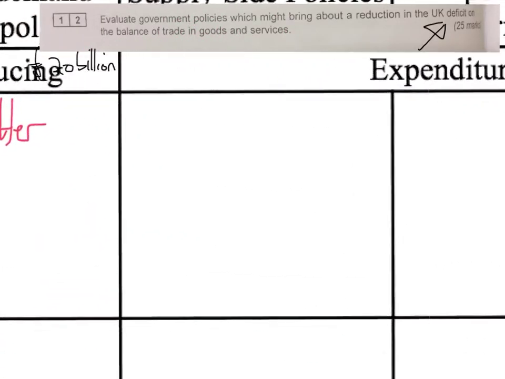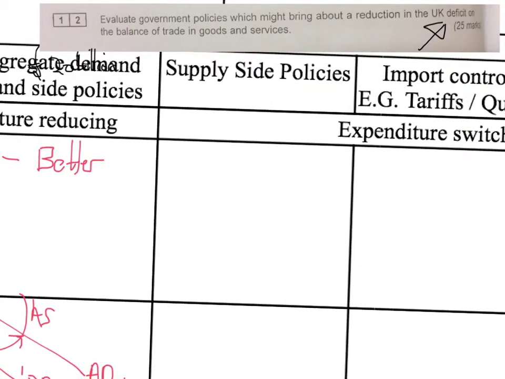Right, supply-side policies. For me, I would do supply-side policies last, because they're, in theory, the best ones. But I'll just do them now quickly. With supply-side policies, why will they work? Because supply-side policies are epic. They make our goods more efficient, more productive. I'm going to do a better arrow than that. Don't go away.